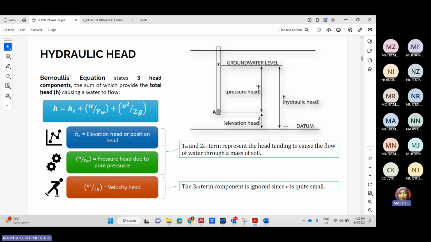So hydraulic head ni kalau you measure from the reference point, which is a datum, so you boleh nampak it consists of elevation head Z plus pressure head campur dengan velocity head. So you akan dapatlah the total hydraulic head.